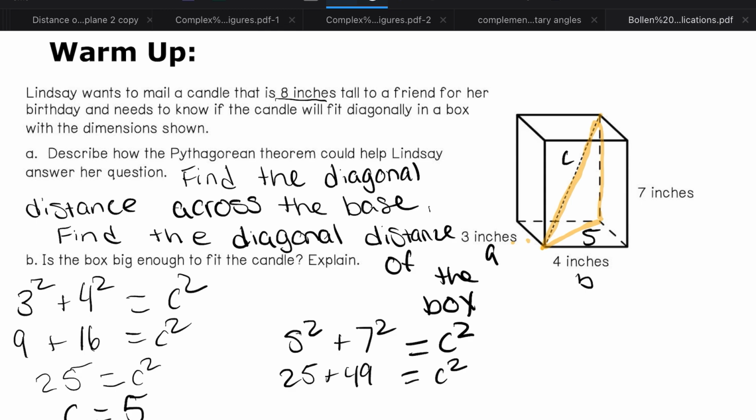So you have 25 plus 49 equals c squared. 25 plus 49 is equal to 74 equals c squared. And the square root of 74 is equal to 8.6, which is taller than the candle. So yes, she could fit that 8-inch candle into this box.